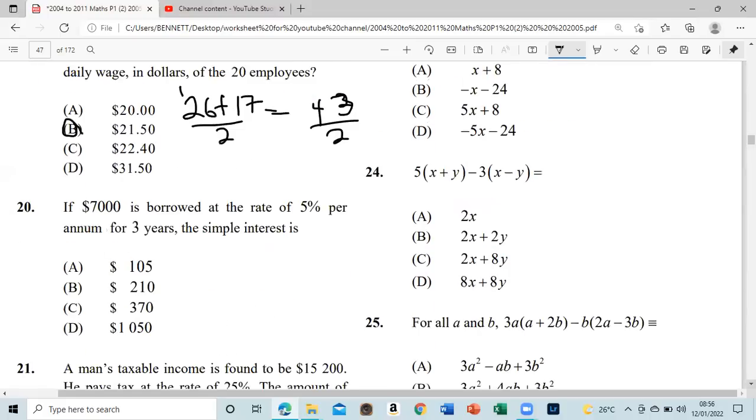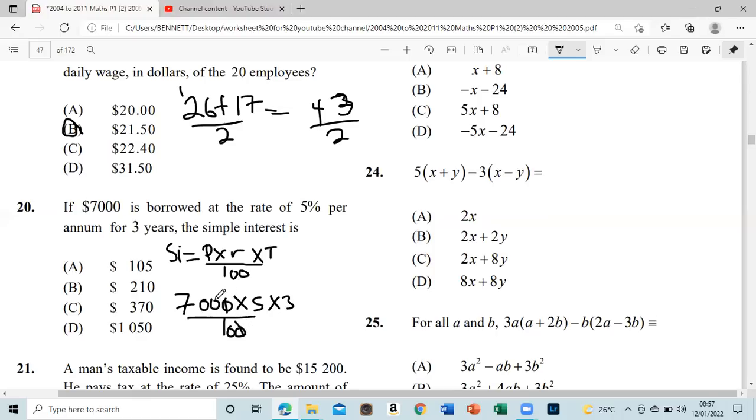Move on to 20. If $7,000 is borrowed at a rate of 5% per annum for 3 years, the simple interest is, so simple interest is equal to the principal, which is the amount of money borrowed, times the rate, which is a percentage, and time in years. And we know the rate is going to be expressed as a percentage. So 7,000 times 5 times 3 divided by 100, right?